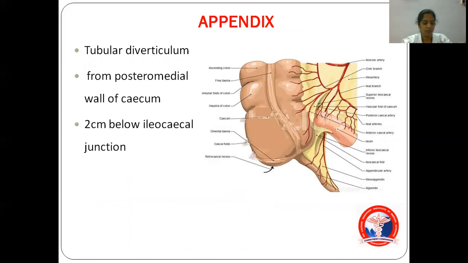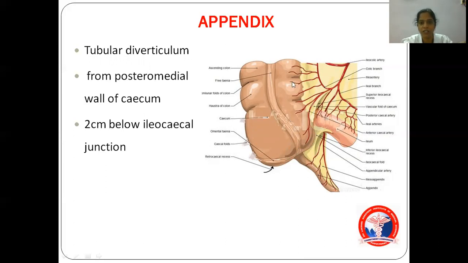The next one we are going to discuss is the appendix. It is also a clinically very important topic for you. The appendix, as you know, is a tube-like structure, as you can see in this picture. It is a tubular diverticulum that arises from the posteromedial wall of the cecum, 2 centimeter below the ileocecal junction.